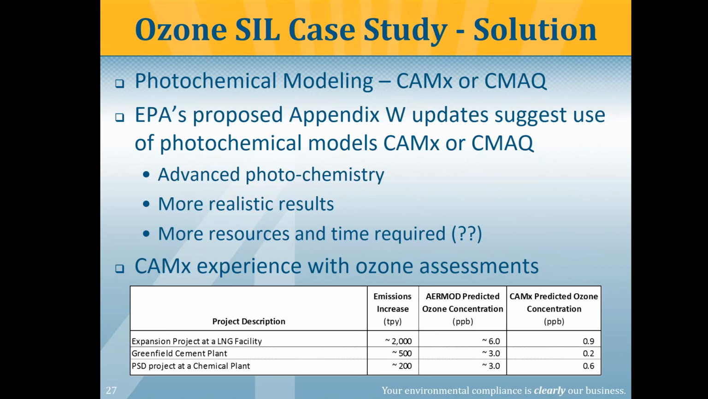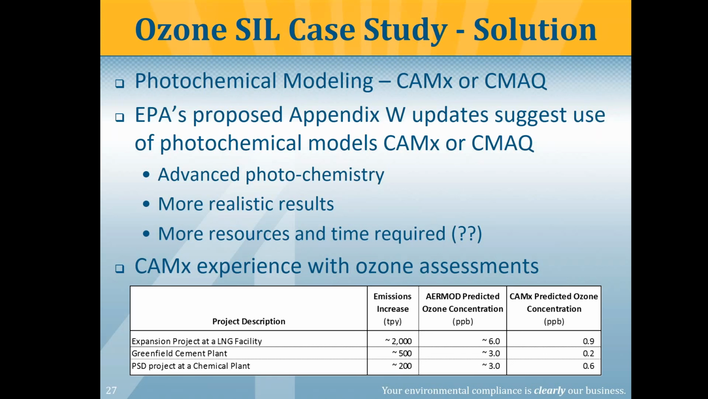The other solution to this, which EPA is trying to get to through the proposed Appendix W, is photochemical modeling analysis. The photochemical models such as CAMx and CMAQ have more advanced photochemistry. They generate more realistic results, and they incorporate not just your facility but many sources, which makes it more realistic in terms of the actual comparison to the monitoring values. There is the concern that these models may need more resources or additional time.